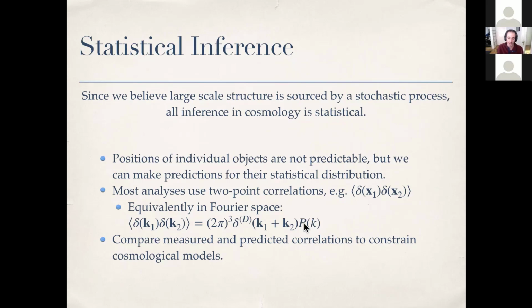This power spectrum describes, in essence, the amount of variation that you have in your field at a particular scale, k. And if your field is Gaussian, this is a perfect summary of all of the statistical information in your field. And so as cosmologists, our job is to compare measured and predicted correlations or power spectra, and by doing so, to constrain our cosmological models.